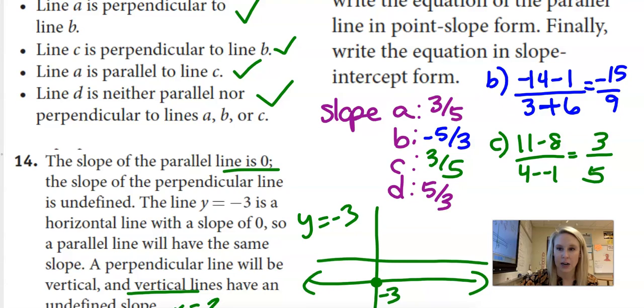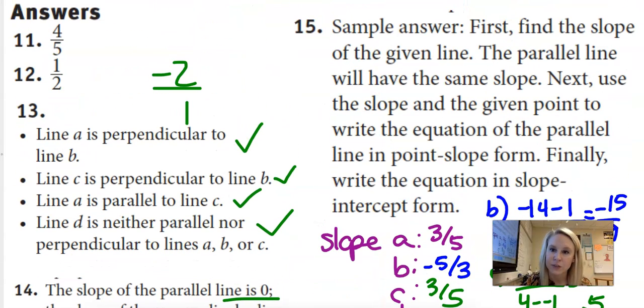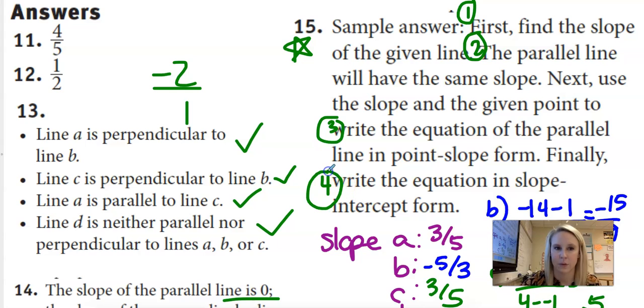And number 15, you would first find the slope of the given line. If you're finding the parallel line, you're going to keep the same slope. Then you will use the slope and the point to write it in point-slope form, and then distribute to get it in slope-intercept form. So 15 just wanted to give me a step-by-step process of what you would do. Okay, so 1, find the slope. 2, keep the slope. 3, write the equation in point-slope form. 4, distribute it out. Okay?